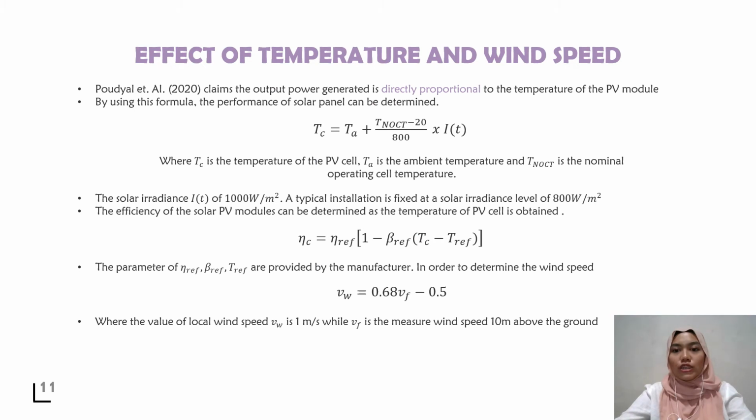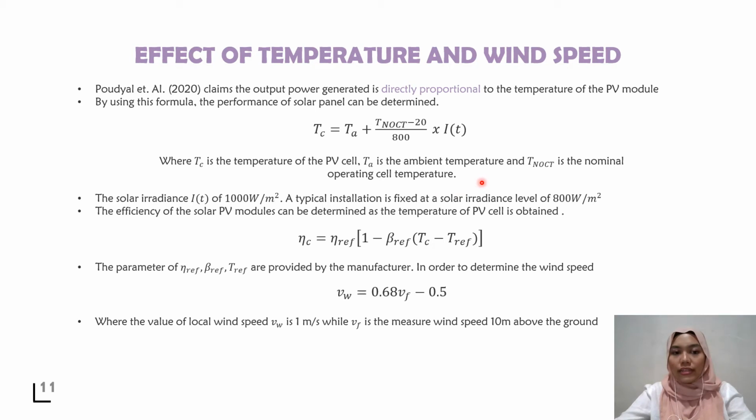Effect of temperature and wind speed. PODIA 2020 claims the output power generated is directly proportional to the temperature of the PV module. As you can see, this is the formula for the performance of solar panel, where Tc is the temperature of the PV cell, Ta is the ambient temperature, and Tnoct is the nominal operating cell temperature.